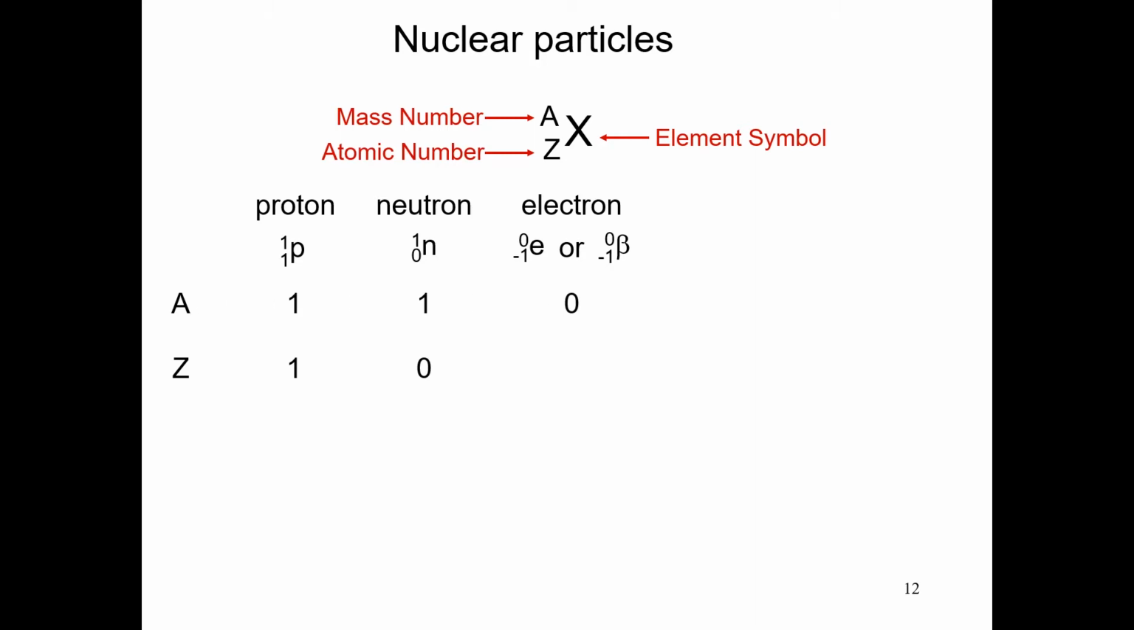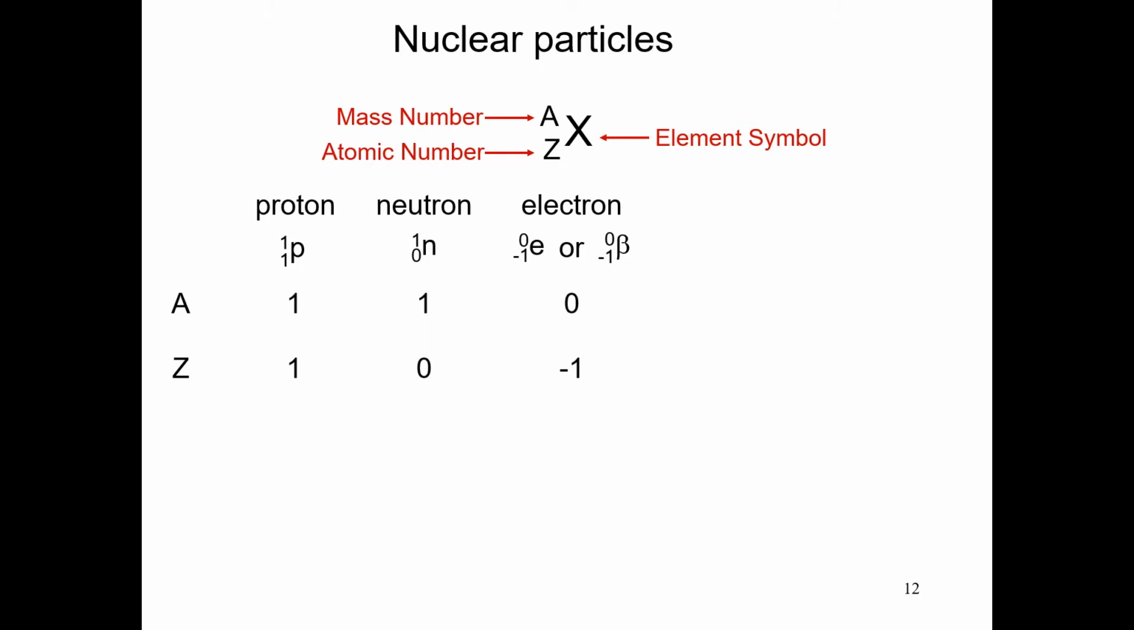Mass number would be 0 because there's no protons and no neutrons in an electron. And the quote-unquote atomic number, or atomic charge, we would call it -1 because that is the charge of an electron. And essentially, a beta particle is an electron. We'll talk a little bit about the difference in a moment. Actually, let's go ahead and talk about it now.